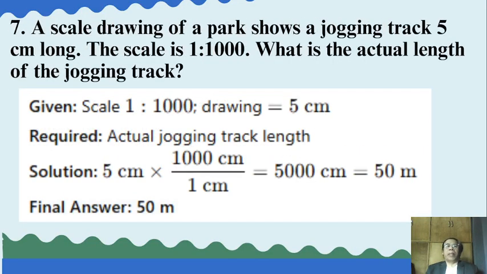Practice problem number 7. A scale drawing of a park shows a jogging track 5 centimeters long. The scale is 1:1,000. What is the actual length of the jogging track? Given scale 1:1,000. Drawing, you have 5 centimeters. And we are required to determine the actual jogging track length.